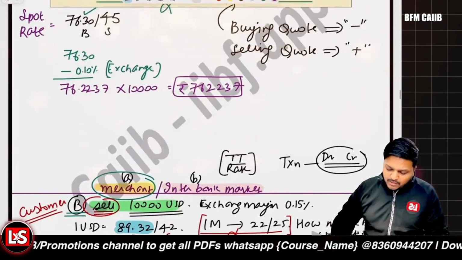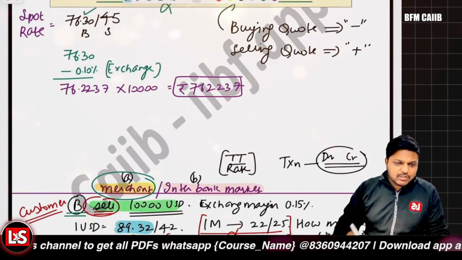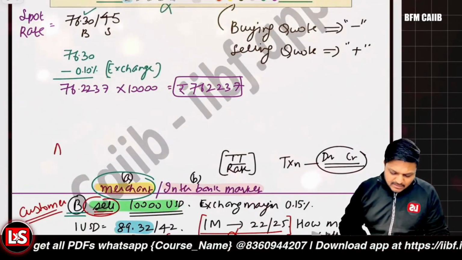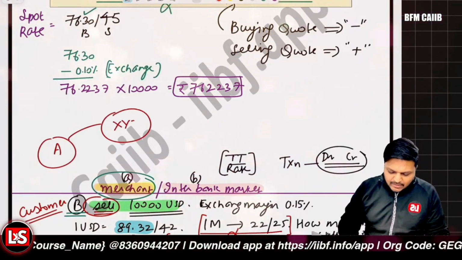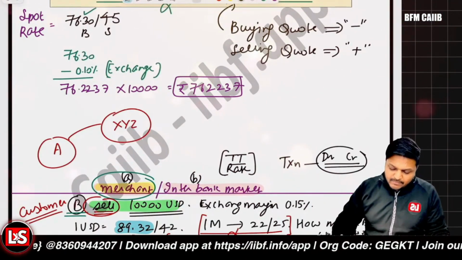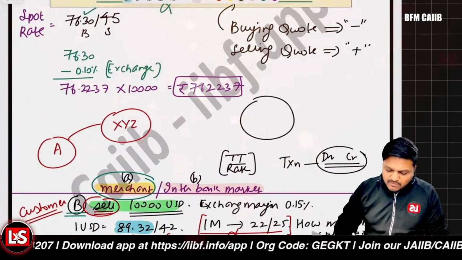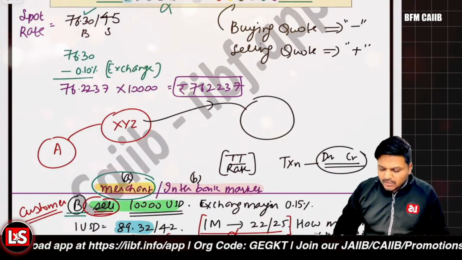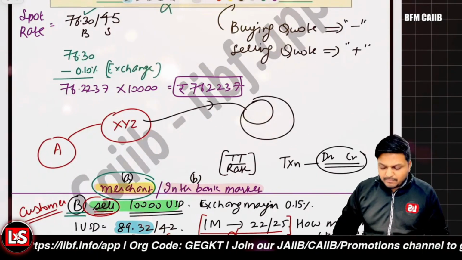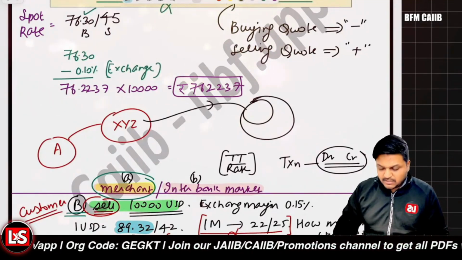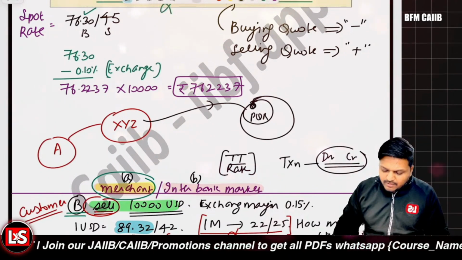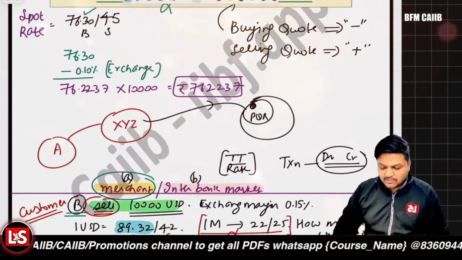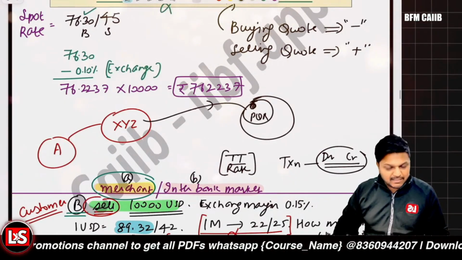Now, if I draw a graphical representation of the same, let's consider person A is here, and this is the bank XYZ. A Nostro account is, let's say, the foreign currency account which is maintained by bank XYZ in the other country's bank, in foreign currency. Let's say here is a bank PQR in another country, and a foreign currency account is maintained there by bank XYZ. That will be the Nostro account for bank XYZ.